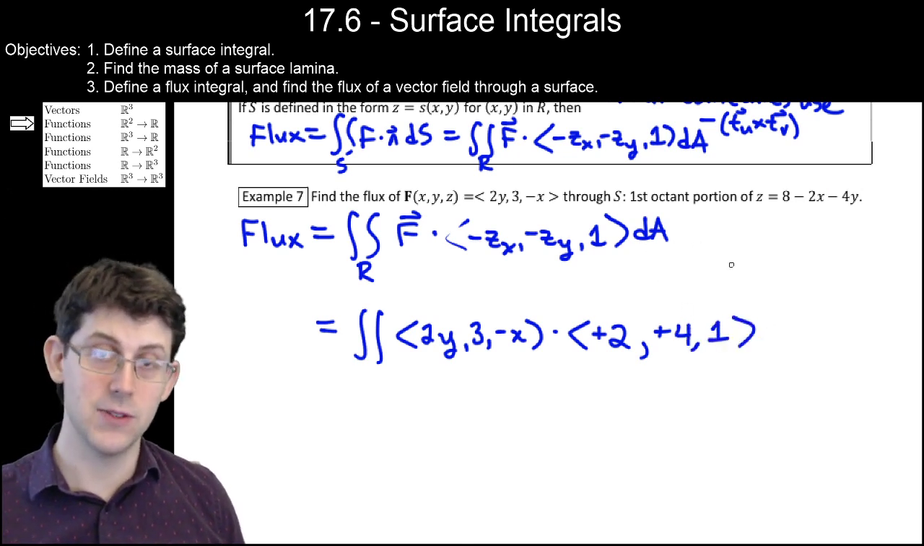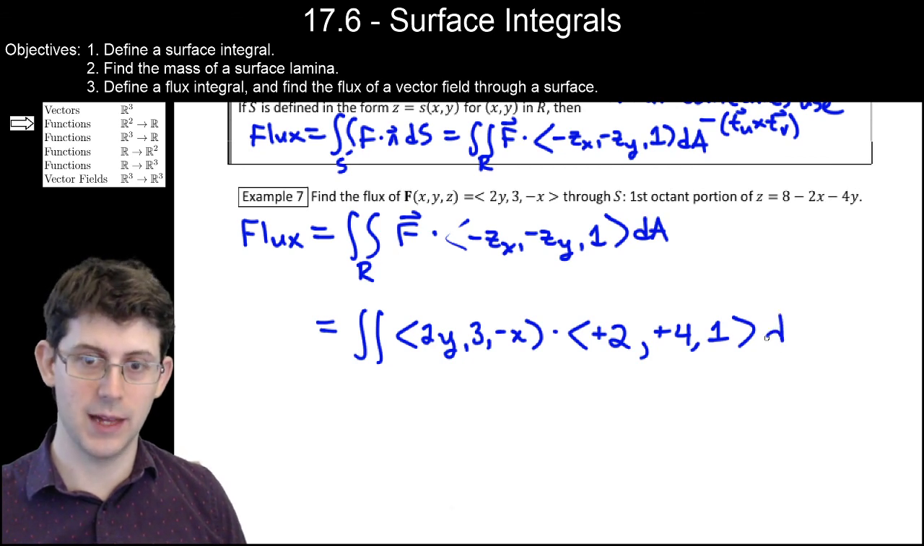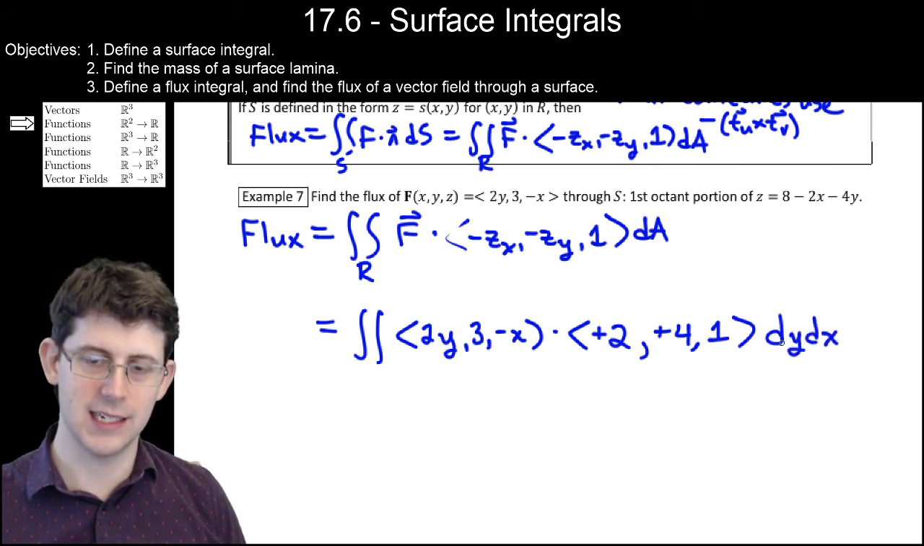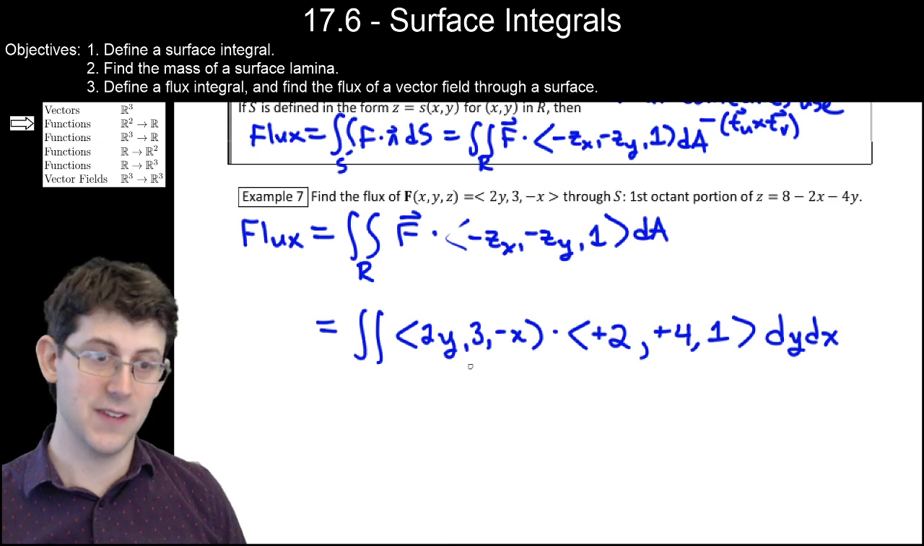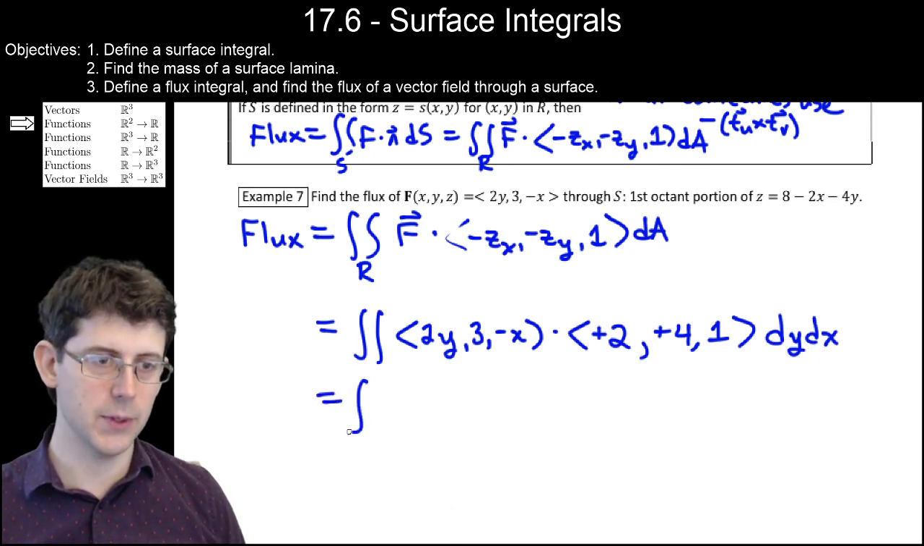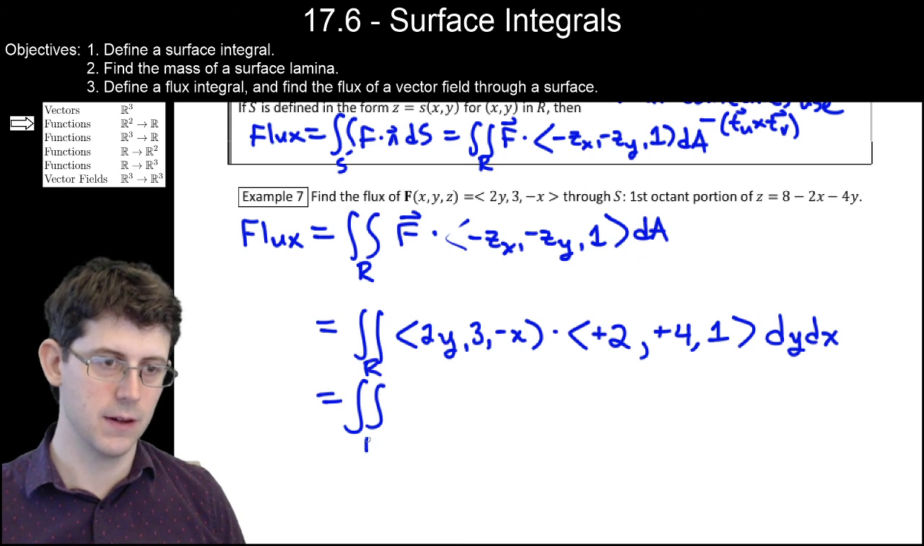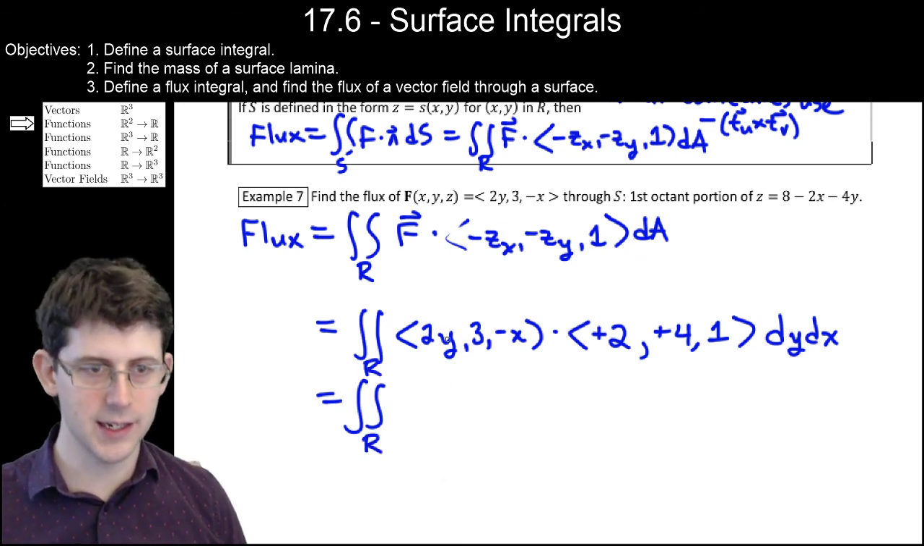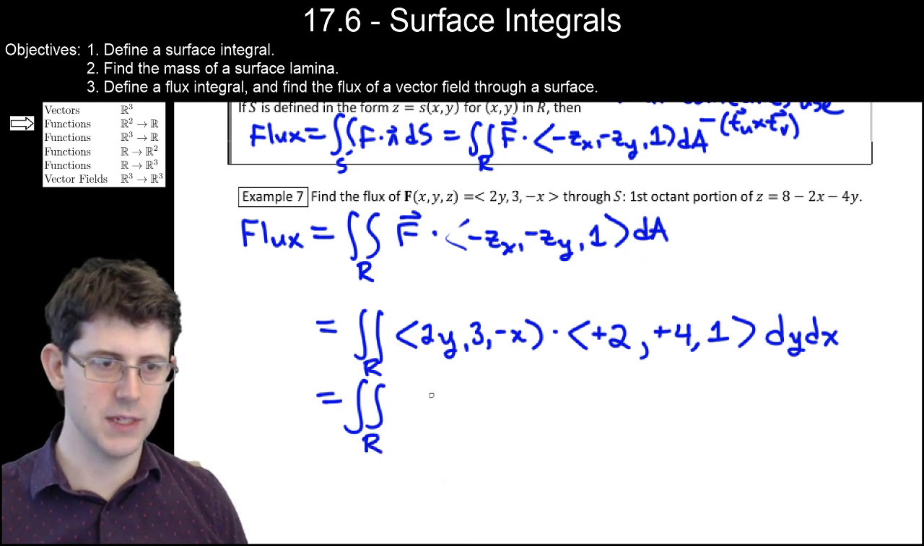dA, well, I'm going to do the integral with respect to the xy plane. So I'm just going to do dy dx here. Then I need to figure out the y bounds and x bounds. I'll put it off until later. Let's do this dot product. I get 2y times 2, 3 times 4, and minus x times 1.